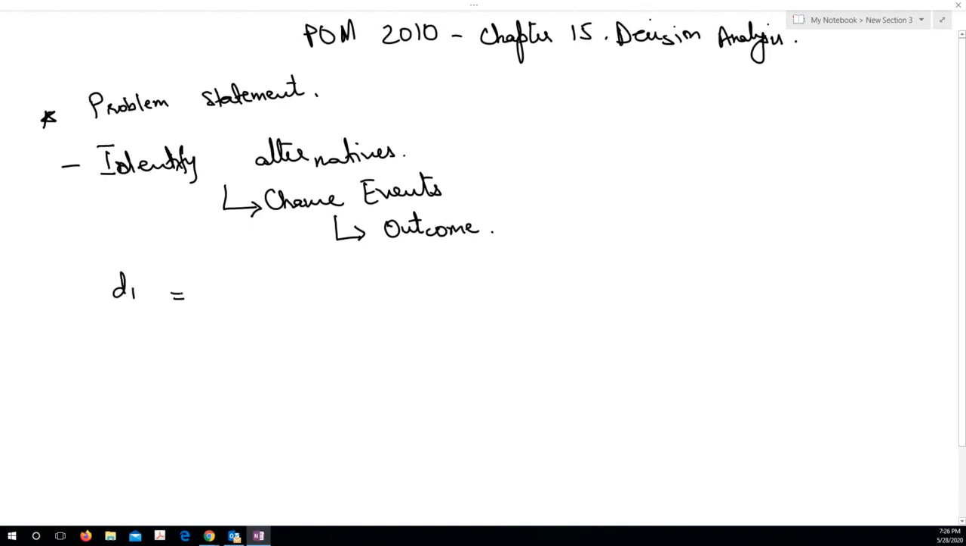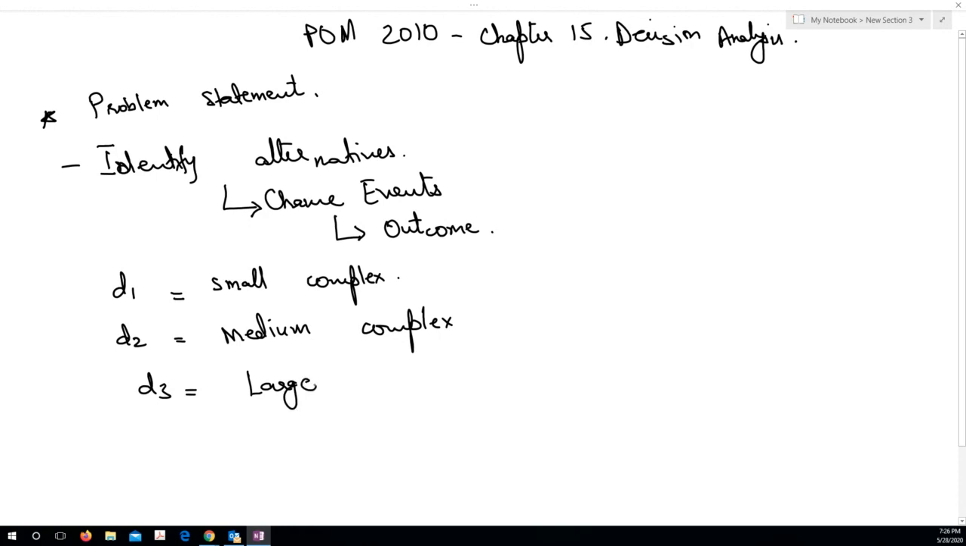So there are D1, the construction company should build a small apartment complex, and small means like 30 apartments or something. On the second, D2, they develop a medium complex. Or D3, for example, they build a large complex. So they have three alternatives.